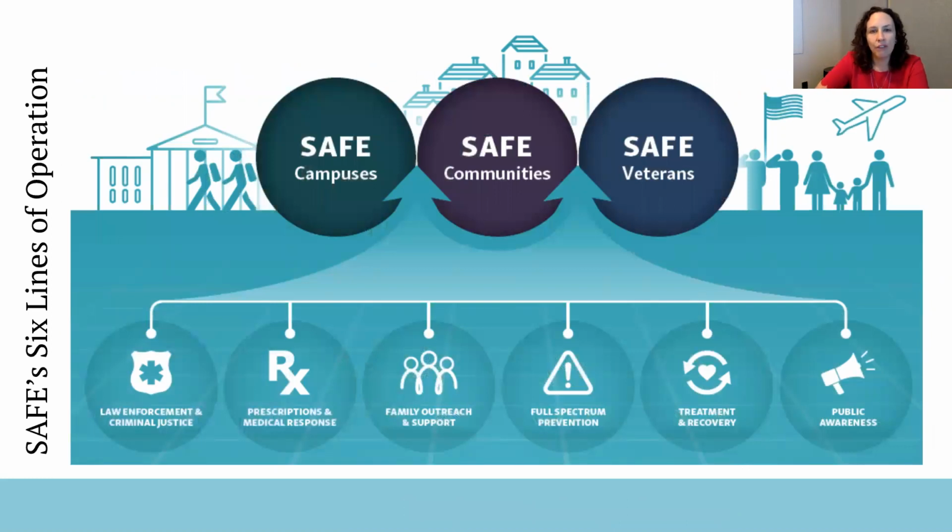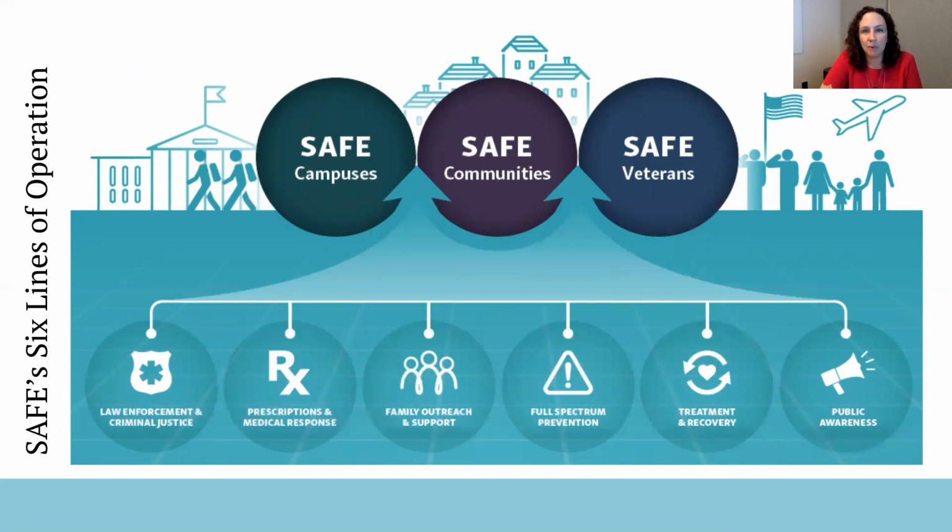At SAFE, our philosophy is centered around our 6 lines of operation. If we are going to reverse the opioid and addiction epidemic, we have to treat it like the national emergency it really is. And we have to act along these 6 fundamentally interrelated lines of action in our communities, on our campuses, and with our veterans. These 6 lines of operation are designed to help prevent additional people from falling victim to addiction and to help those in recovery and those who love them.